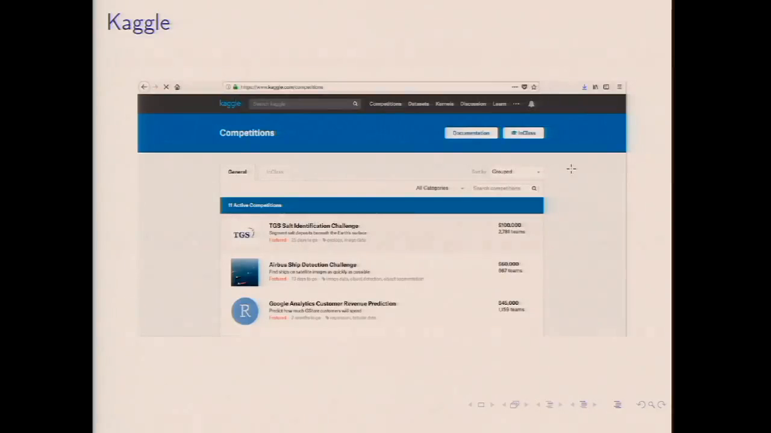Have you ever heard about Kaggle? Yes? Good. If you want to look at other examples, you can visit this website, Kaggle.com, okay? There are many data science competitions there. Essentially, they formulate a problem, they give you a data set, and they ask you for a solution. So you essentially give them a model, right?